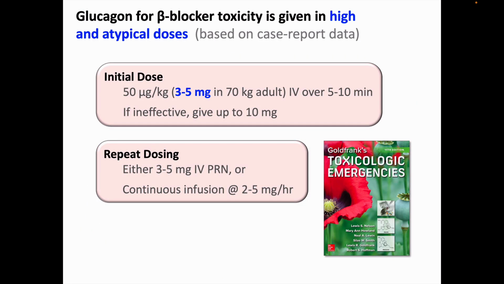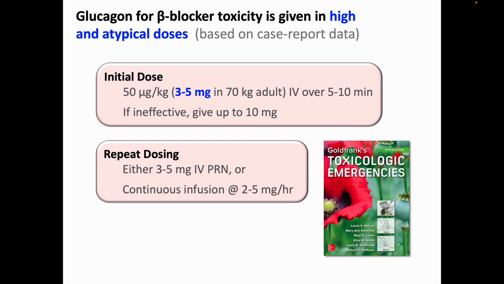For many therapeutic indications, the dose of glucagon is typically 1 milligram, but glucagon for beta blocker toxicity is given in high and atypical doses. The dosing quoted here is from Goldfrank's Toxicologic Emergencies and is based on data from case reports since controlled dosing studies have not been performed. The initial dose should be in the 50 micrograms per kilogram range, or about 3 to 5 milligrams in adults, given IV over 5 to 10 minutes. If this is ineffective, additional dosing up to 10 milligrams total may be given.